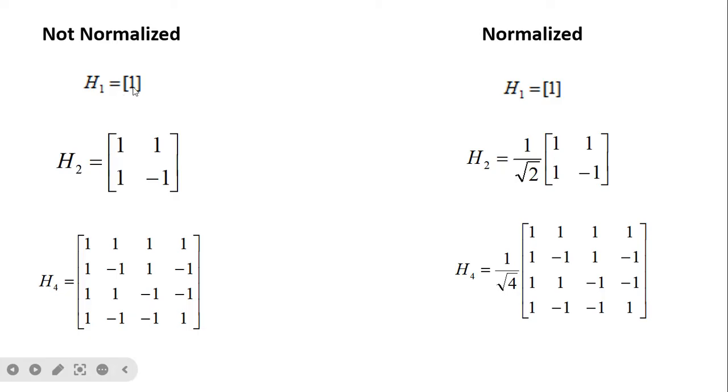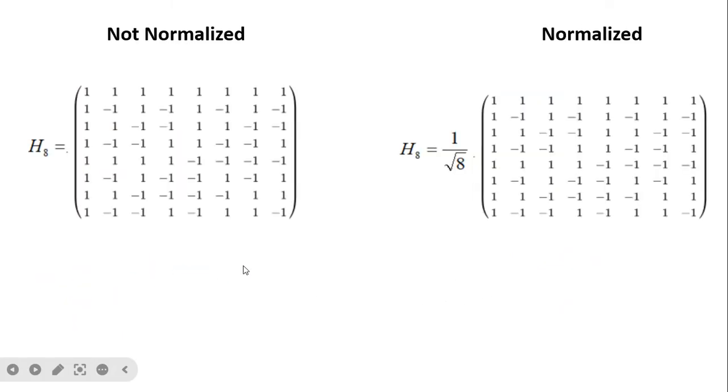So H of 1, in which only one element is there, is multiplied by 1 by square root of 1, so no need to write that down. H of 2 is [1 1; 1 -1], and in normalized form we need to multiply by 1 by square root of 2, since the order of this matrix is 2. This is the H of 4 matrix. For normalization we need to multiply by 1 by square root of 4.